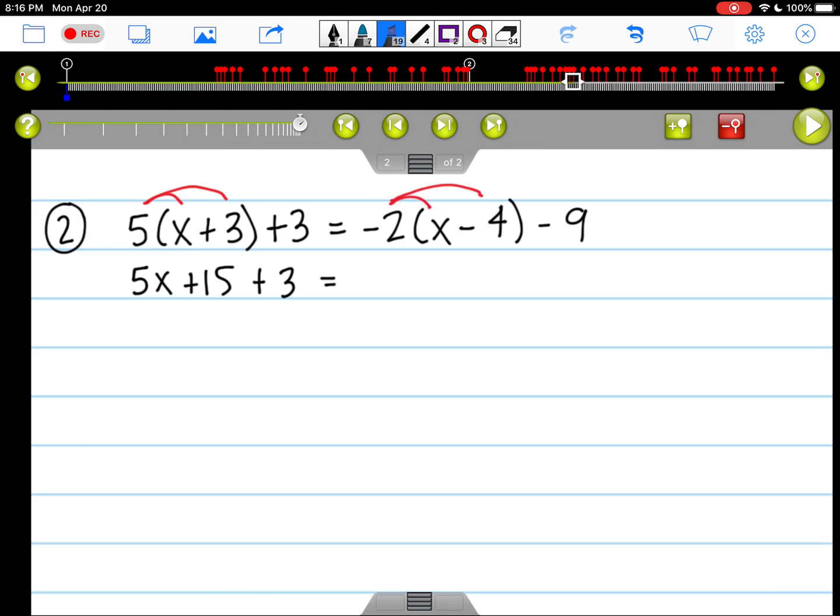And then we're going to distribute that negative 2 to both terms. So negative 2 times x is negative 2x, and negative 2 times negative 4 is a positive 8, and then bring down that minus 9.